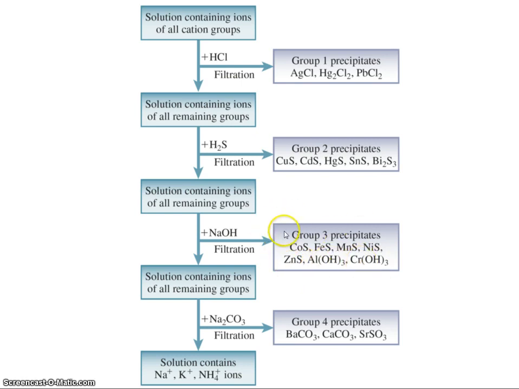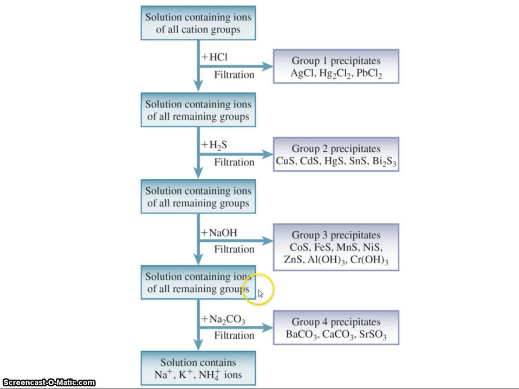So these are going to be pH dependent, right? And or they're going to have hydroxide as an insoluble component. This means that all that's left is group 4 and 5. You add some carbonate, sodium carbonate, and barium carbonate, calcium carbonate, and strontium sulfate will be left. They'll precipitate out. Anything left over is going to be a solution containing just our sodium, potassium, and ammonium ions.